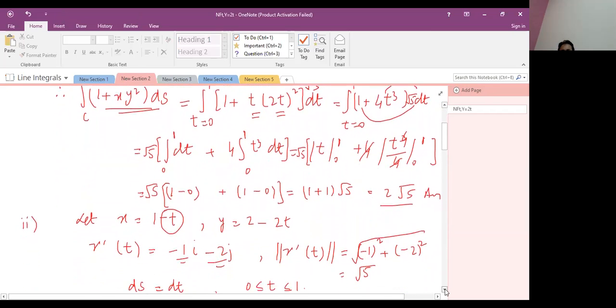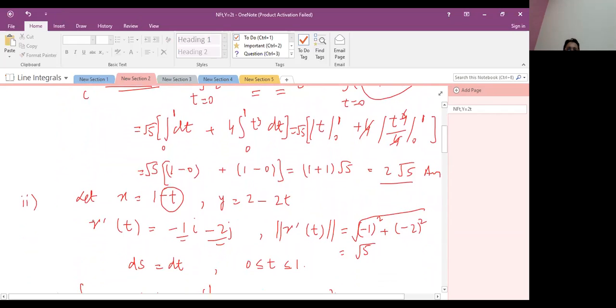Now when we find the line integral of the second part, x is equal to 1 minus t and y is equal to 2 minus 2t, as given in the question. After that, we find the derivative with respect to t. It is minus 1 of minus t, minus 2 of minus 2t. So r prime of t is minus i minus 2j. Then we find the magnitude of the radius vector. It is root 5. ds is equal to dt, and the limit of t is 0 to 1.